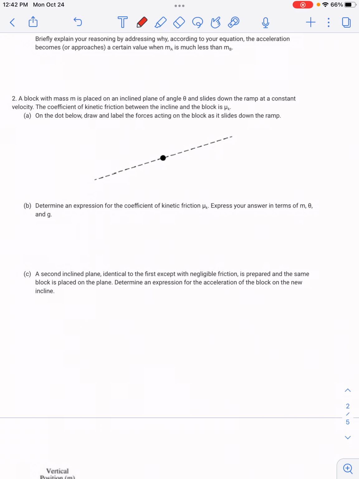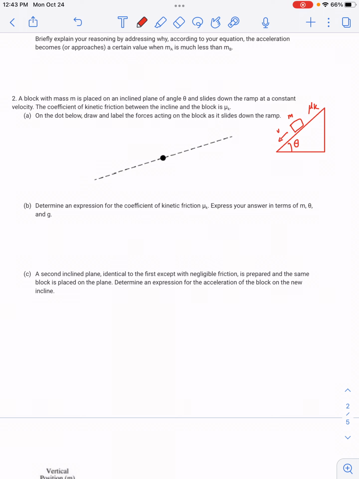All right, working on the second problem from the dynamics review. We're supposed to look at this situation where you have a ramp at angle theta, with a block of mass m on it, and there's a coefficient of friction, mu k. It is sliding down the ramp at a constant velocity, and we want to draw the free body diagram for the forces on this block.